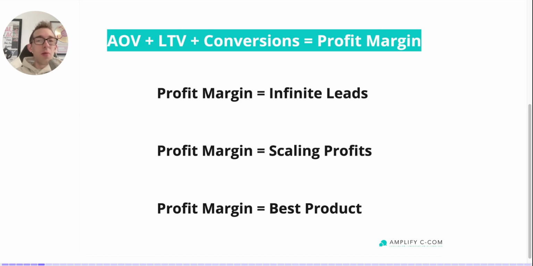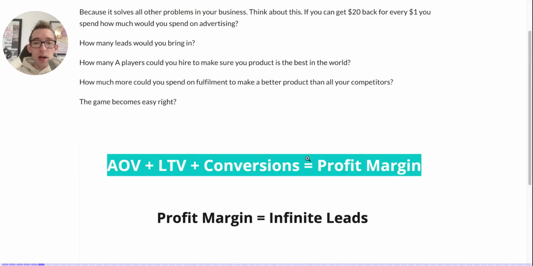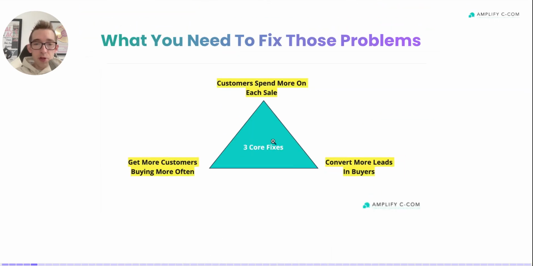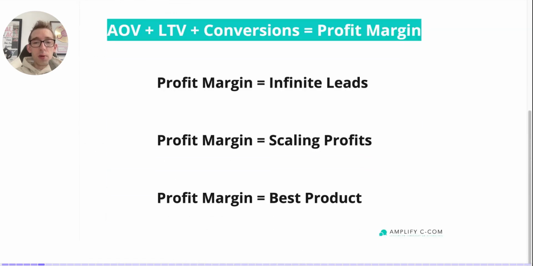So if you've got a list of 1 million people, when there's a launch that comes up, or if you want someone to share to their list and you say, hey, I'll share to my list as well, then you've got a lot more power there than saying, oh, I've got a list of 200 people. Right. So it gives you infinite leads when you've got the margin there. It allows you to scale the profits because you've got the margin. So you're not reliant on that bootstrapping, right? So your customers are spending more on each sale, which means you've actually got cash to work with.